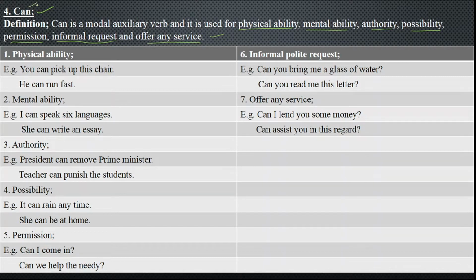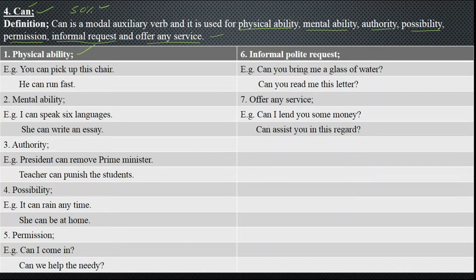We have got the modal auxiliary verb can. As we have already discussed in secondary level, the percentage of modal auxiliary verb can is 50%, and it is used for the possibility of an action. Now, in primary level, we are going to discuss the usages of modal auxiliary verb can. The first usage is known as physical ability. What is physical ability? An ability which you do by your body, where you have got the physical power. For that, you will be using it as physical ability.